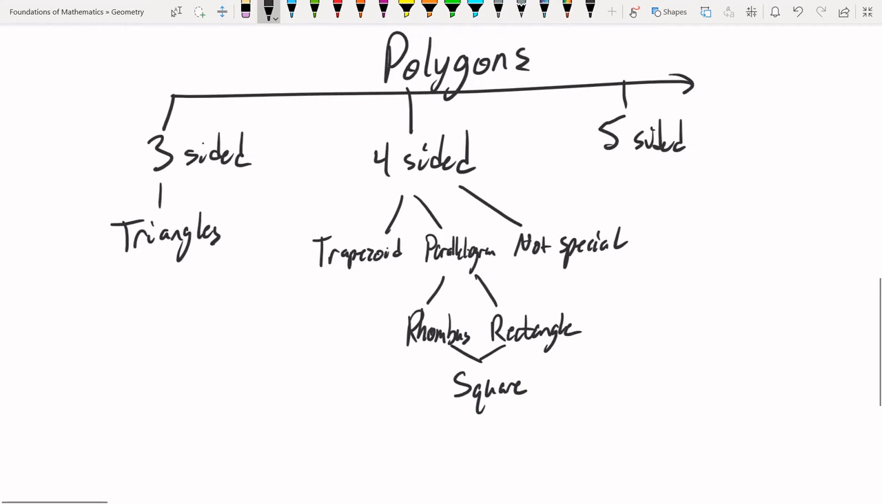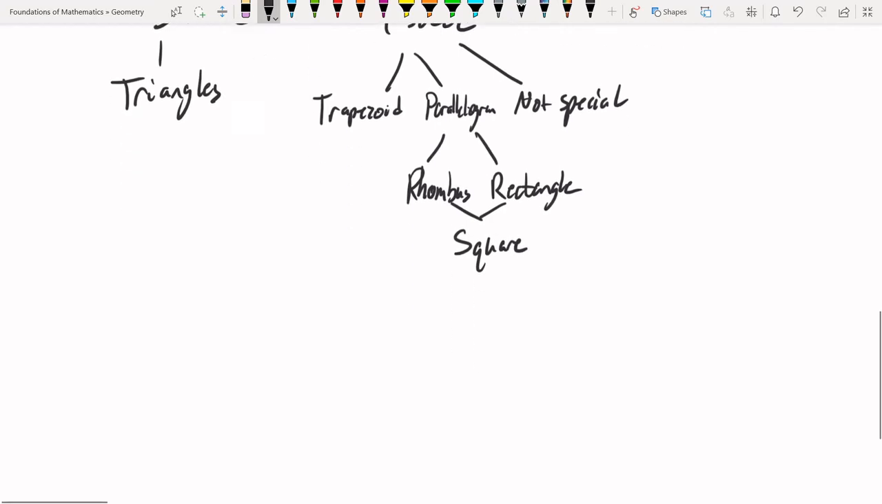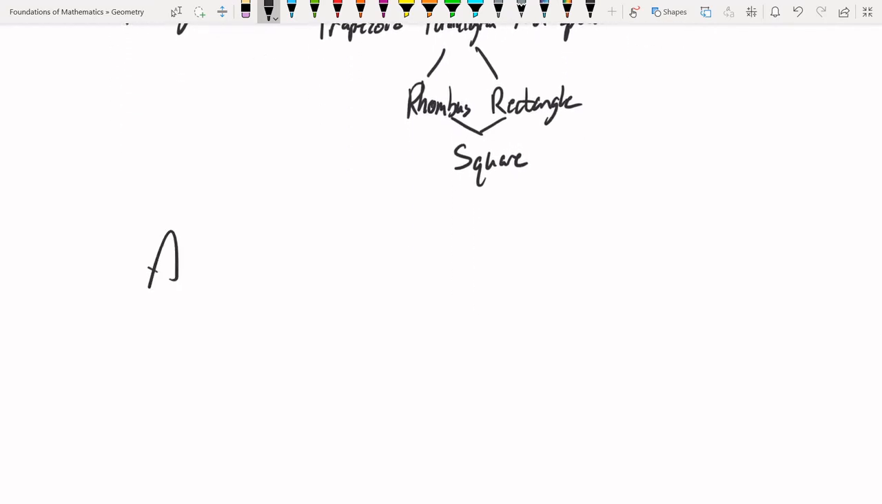Now, two of the most useful pieces of information about polygons, besides the classification of them, which tells you a lot of other properties, the two most important pieces of information are area and perimeter. Area and perimeter.